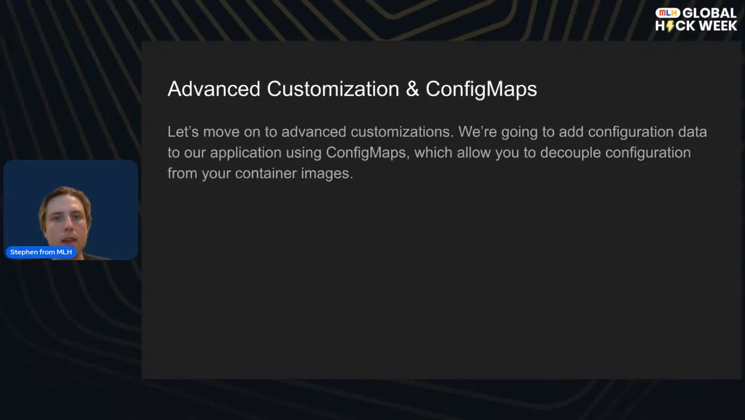Okay, and then we can move on to advanced customizations, where we're going to add configuration data to our application using config maps, which allow you to decouple configuration from your container images. And I'll talk a little bit about what that means in a minute. Okay.